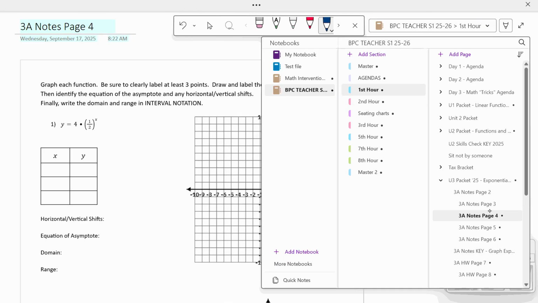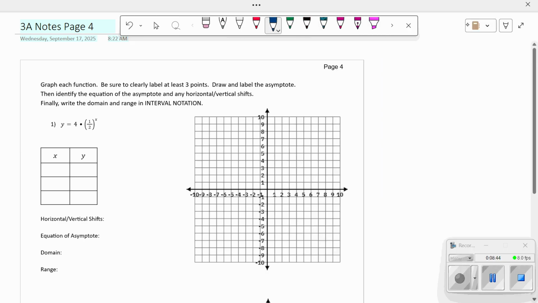So let's look at what that looks like. I'm going to graph this function. I need to label the points, draw and label the asymptote, give the equation of the asymptote, and tell about the shifts. So first thing I'm going to do is choose my 3 easiest points, which are generally going to be -1, 0, and 1. So to get my y value, I do 4 times 1/2 to the -1, 4 times 1/2 to the 0, 4 times 1/2 to the 1. If you know these in your head, that's fantastic. They're not that bad, but you can also put these in Desmos to see what's going on.